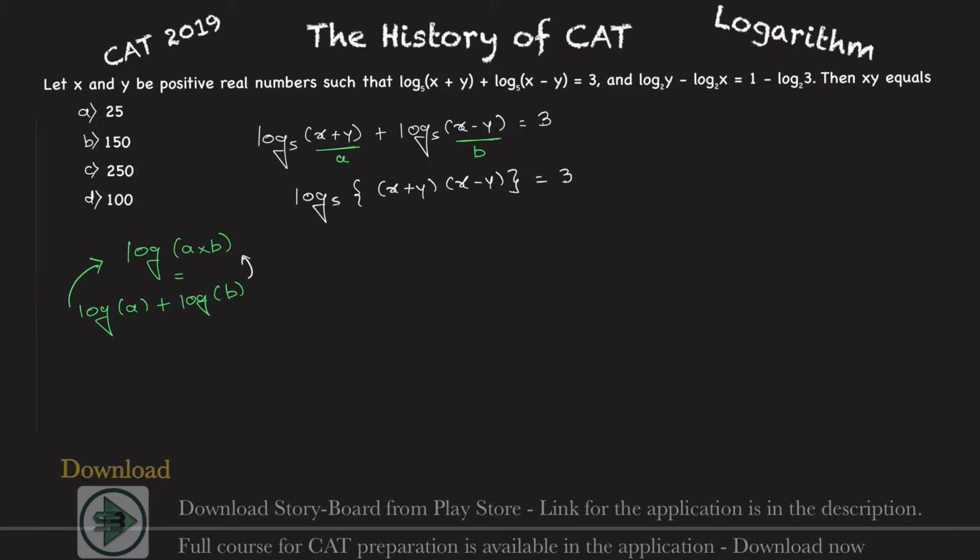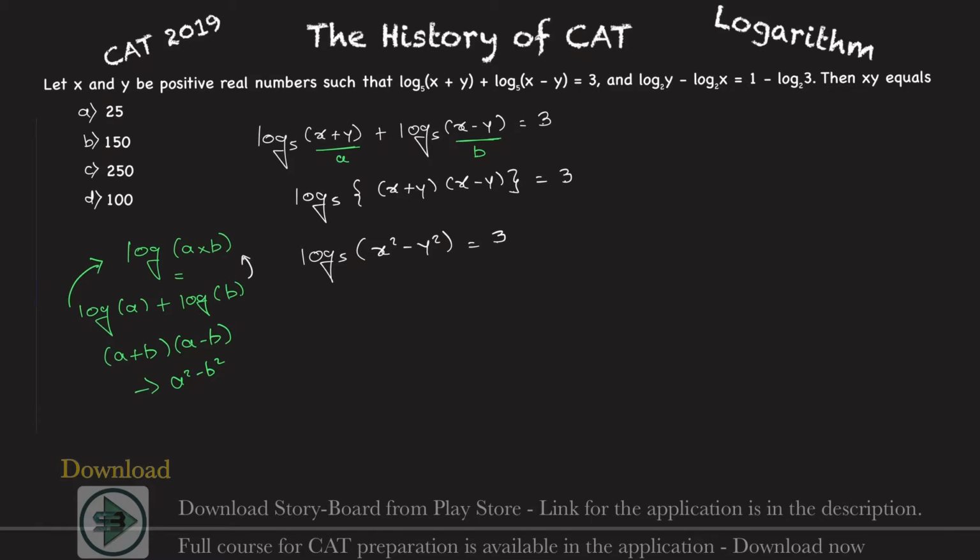Then what do I get from this? Log to the base 5 of this becomes (a plus b) into (a minus b), right? We know this formula. What is (a plus b) into (a minus b)? This is equal to a square minus b square. This is basics of algebra, so I'll apply it here. (x plus y) into (x minus y) is equal to x square minus y square, which is equal to 3. So that's the first thing that I get from this.